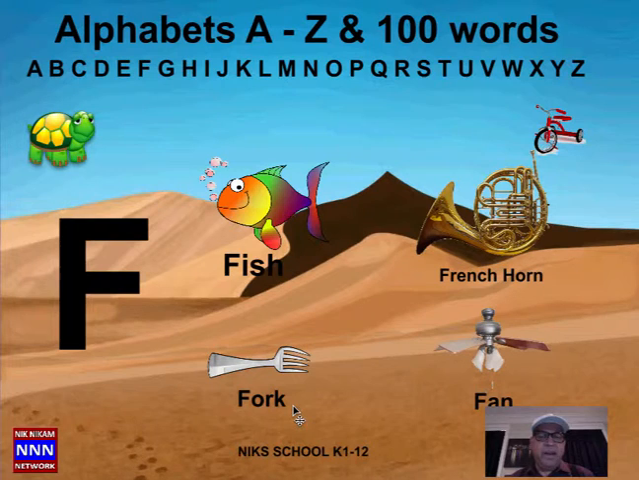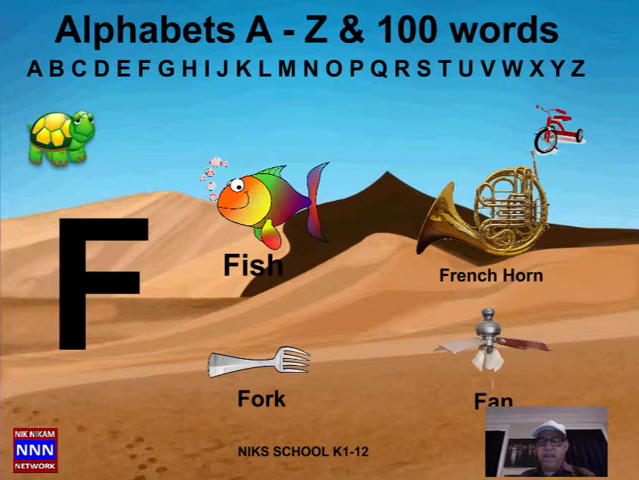Fork. You are right. This is a fork. What do you use the fork for? Oh, you use the fork to eat your food. That's good. Okay. Oh, what is this? Oh, this is a fan. This is a fan in the ceiling. That kind of round goes around. And it blows the cold air.